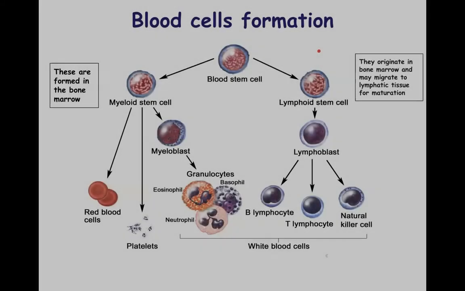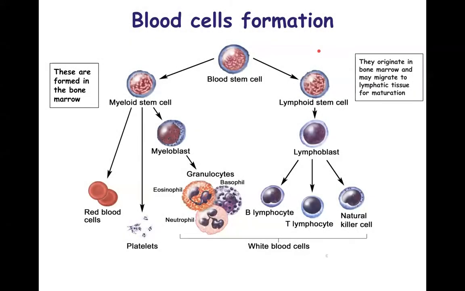Hello, dear students. Today we will continue with the blood cell formation. We already studied red blood cells and white blood cells. So we are left with the platelets. That's the third category of formed elements found in blood. So let's study the platelets now.